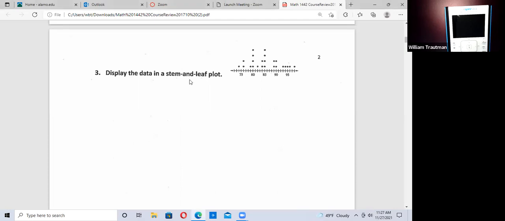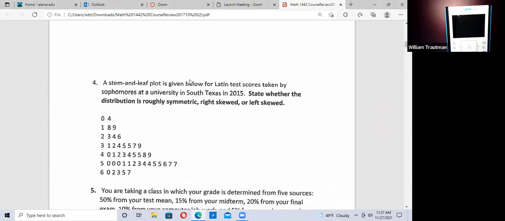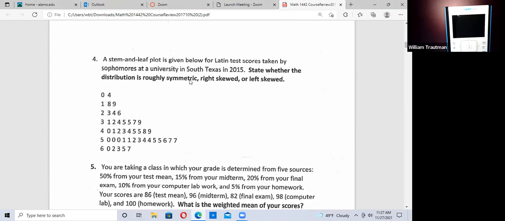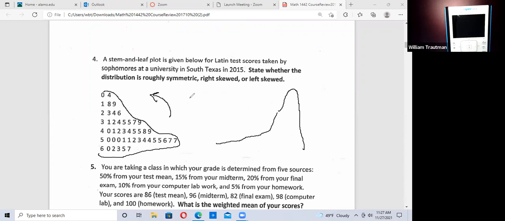All right, question 4. State how this is skewed: if it's skewed right, skewed left, or if it's symmetrical. What you could do is look at this and trace it. If I turn this counterclockwise a half turn, this is what the graph looks like, right? I just turned it a half turn. And so now we're looking like this.